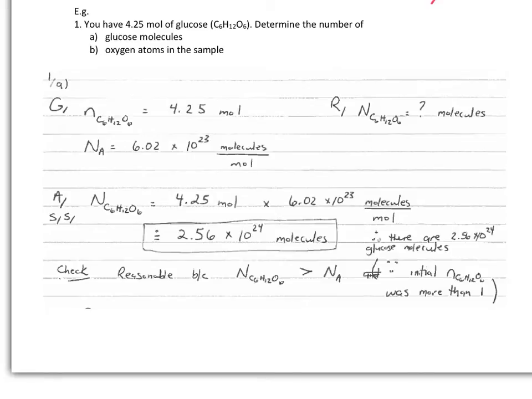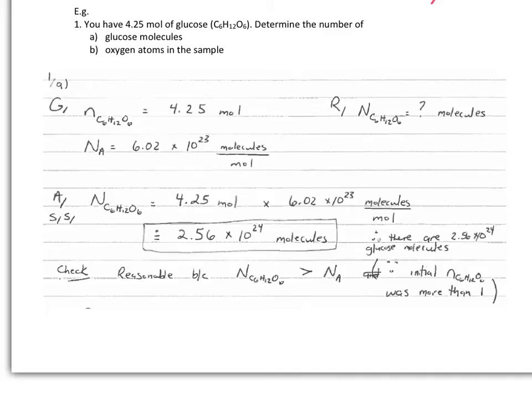So we are given 4.25 moles of glucose, which is C6H12O6, and we are asked to determine the number of glucose molecules. Well, I'm going to take a GRASP problem-solving approach here. And again, you don't have to follow this exact method. You don't necessarily have to write down the G, the R, the A, the S every time. But it's a good idea, and from a communication perspective, I do want to see this information shown in the problem.